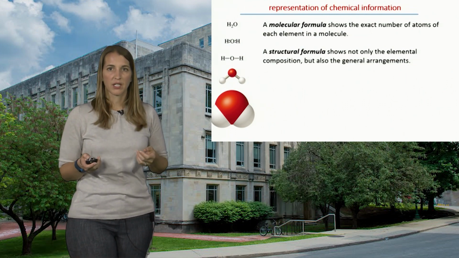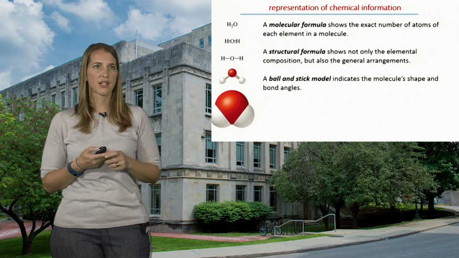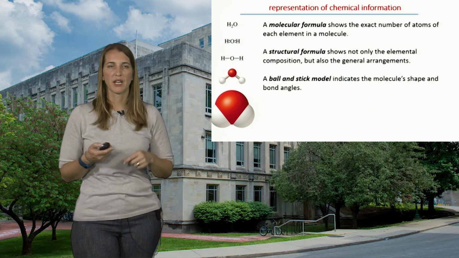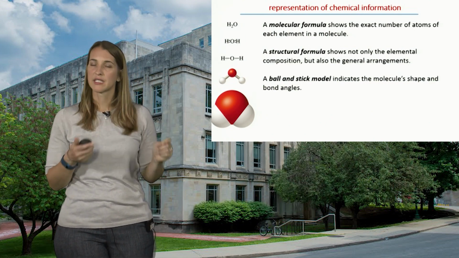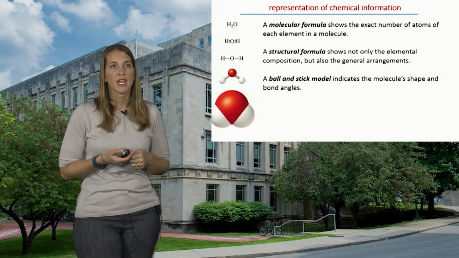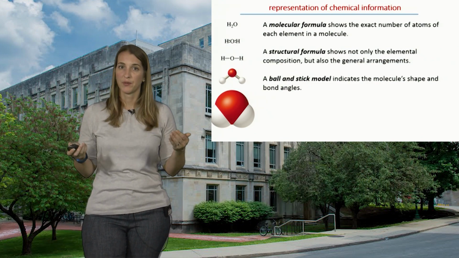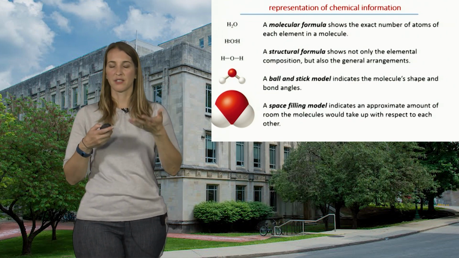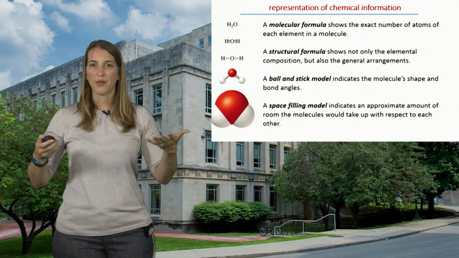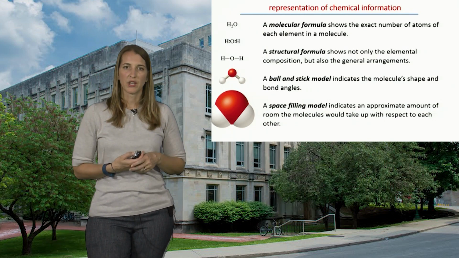Now, you can also look at a ball and stick model. So instead of having oxygen and hydrogen written out with their letters, you can have it represented by balls, and then the sticks represent the bond taking place. These will show you a little bit more detail as well about the shape of the molecule. And you have a space-filling one that also takes into account not only the shape, but how things are filled up, the approximate size of things, what it would look like.